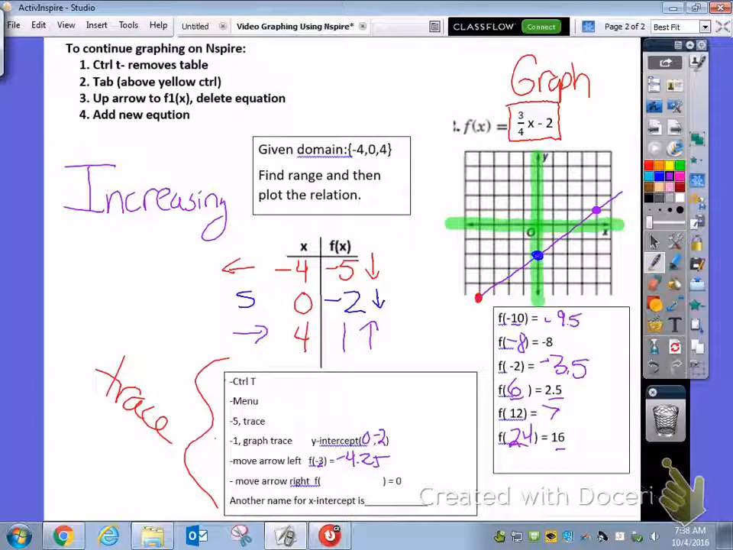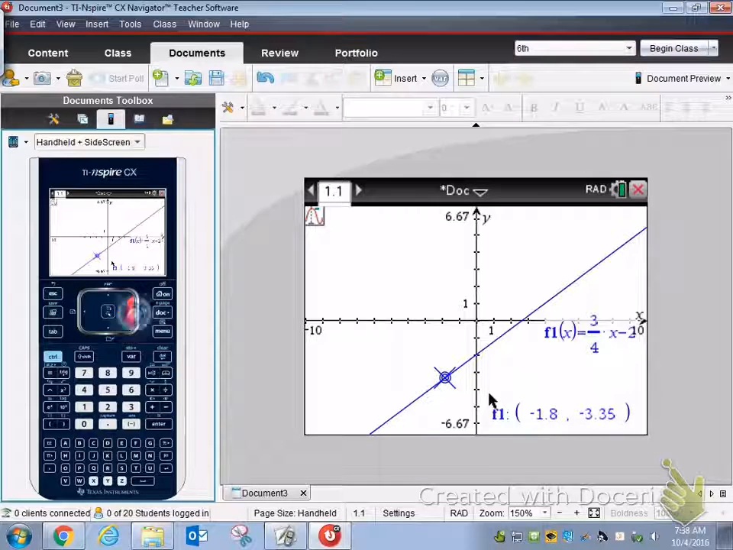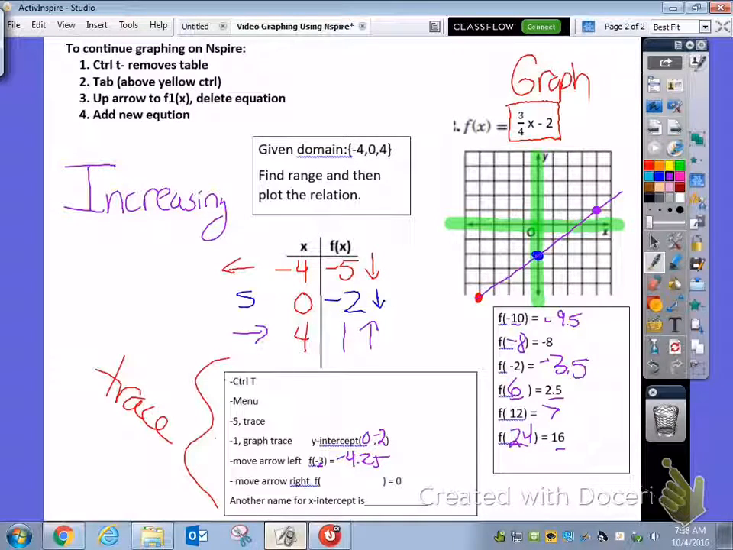And then let's quickly go up and find the x-intercept. And the x-intercept, or the 0, is 2.67. So that would be 2.67. And another name is called 0.